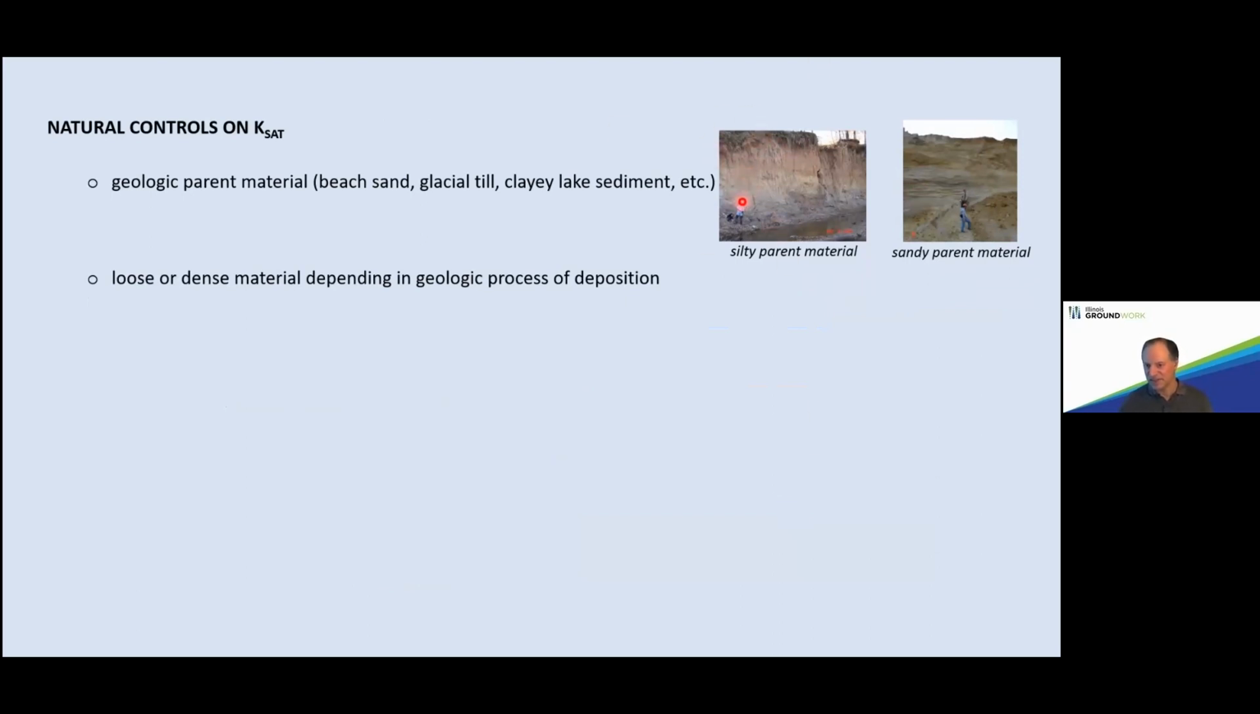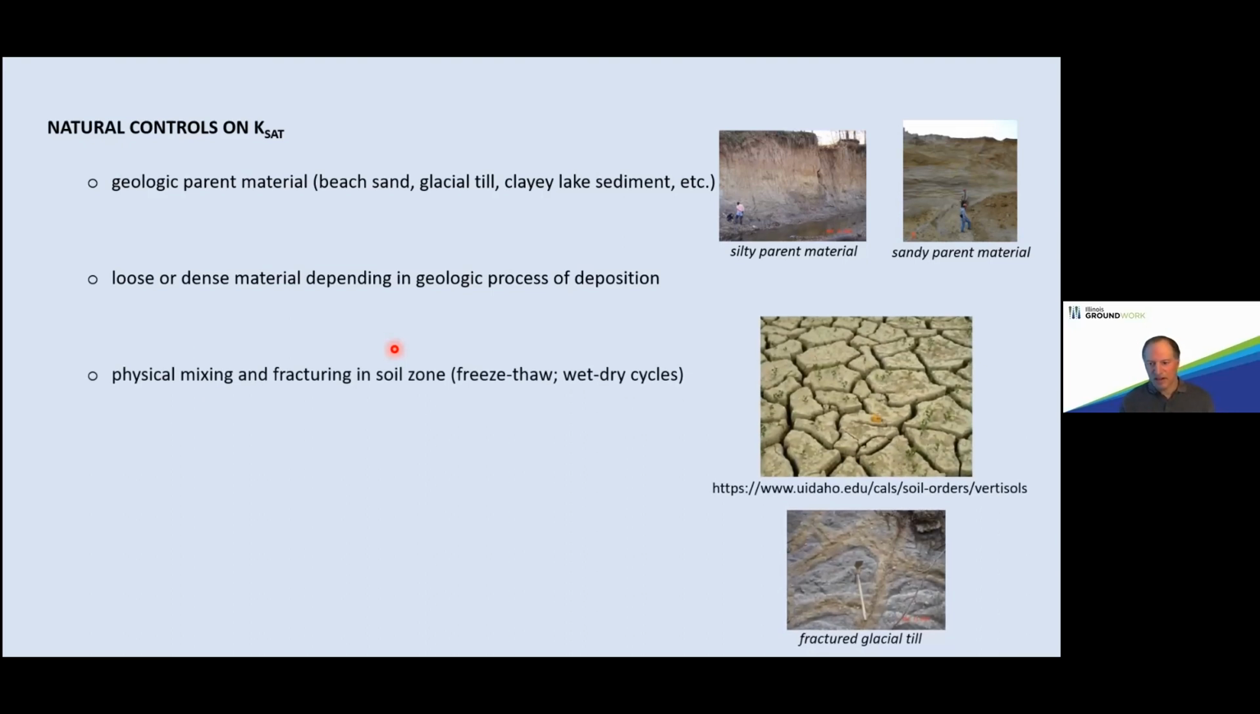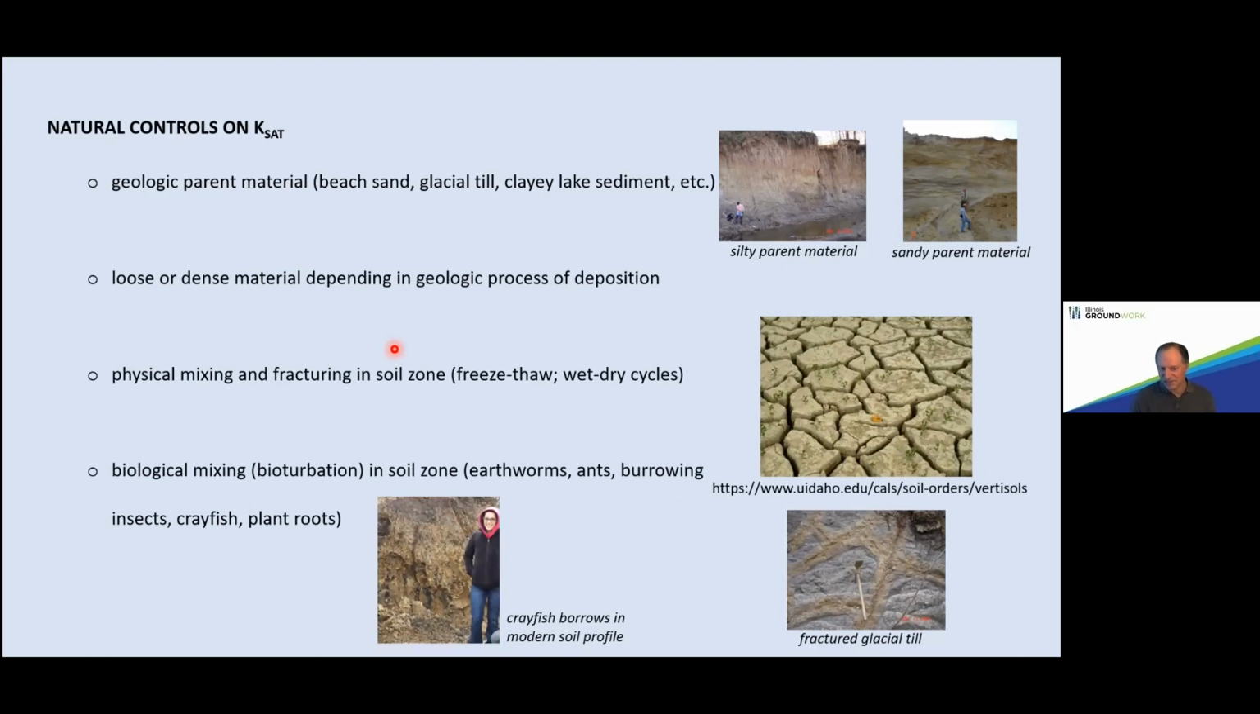Here's some photos of sand and silt in the field. And whether that material is loose or dense, for example, whether it was compacted by glacial ice or whether it was deposited in a river may depend how dense that material is. Fracturing is very common due to freeze-thaw cycles or wet and drying cycles and other physical mixing processes. And then there are biological mixing processes which we call bioturbation, due to earthworms, ants, insects, crayfish, or plant roots, or other animals that are burrowing in the soil.